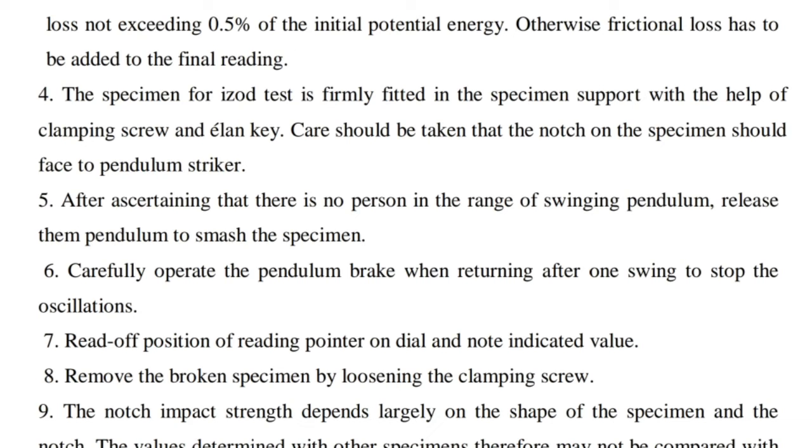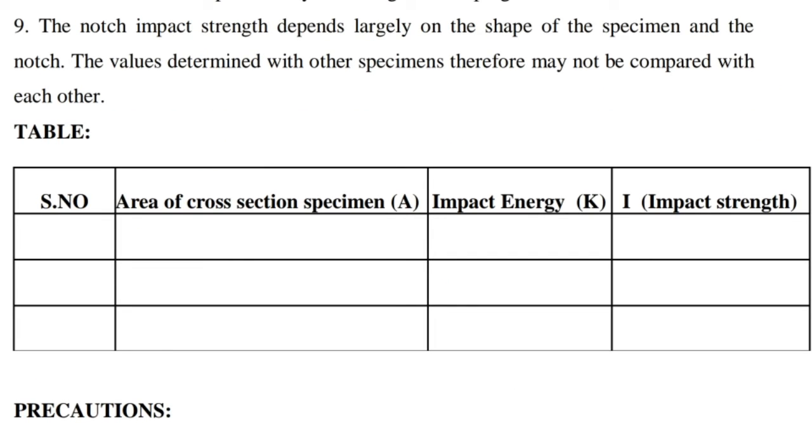Seventh, read the position of the reading pointer on the dial and note the indicated value. Eighth, remove the broken specimen by loosening the clamping screw. Ninth, the notch impact strength depends largely on the shape of the specimen and the notch. The values determined with other specimens therefore may not be compared with each other.